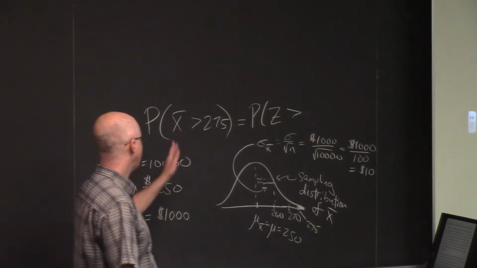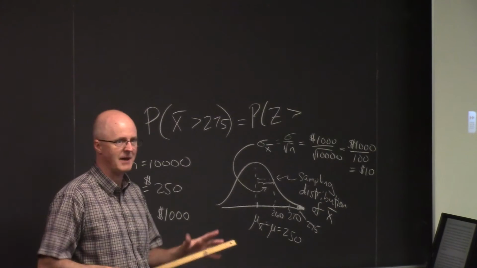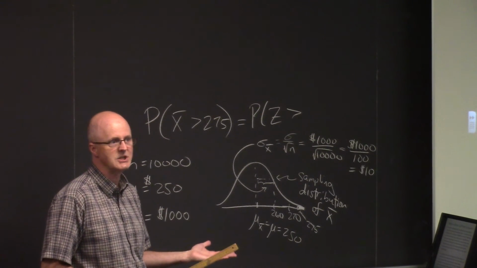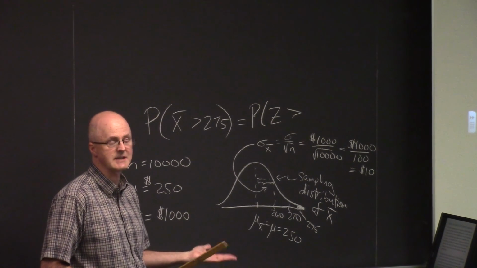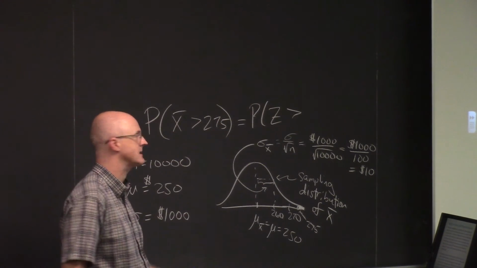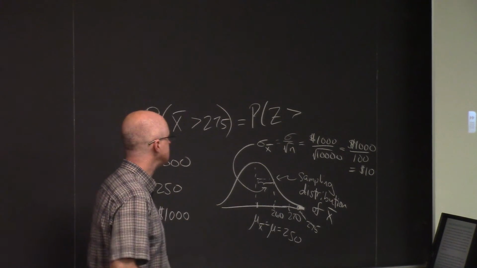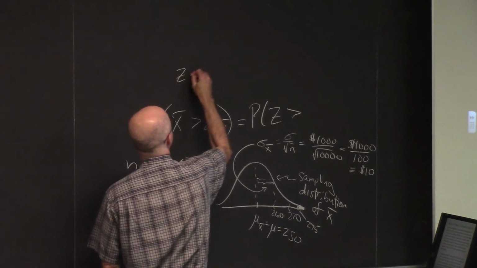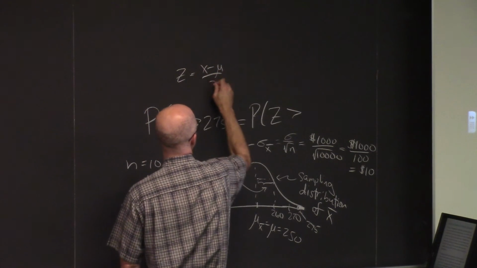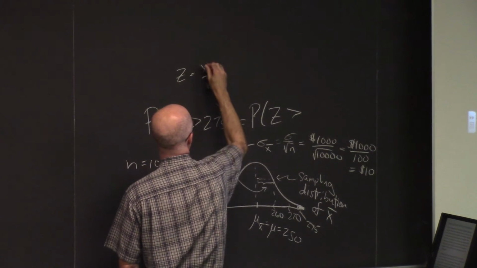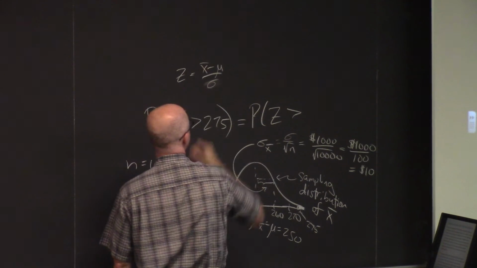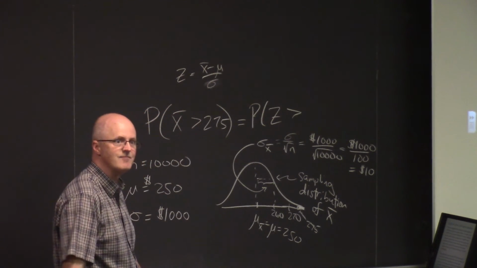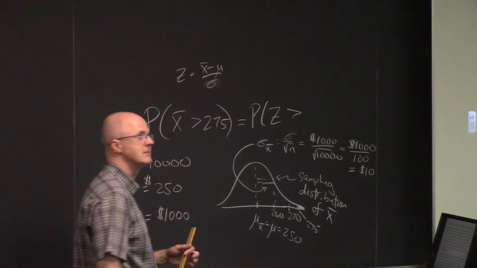Again, it feels like the x bar magically turns into a z. It's not magic. It's just a definition, essentially. And the fact that the central limit theorem says that x bar is approximately normal. So when I let z equal x minus mu over sigma, or in this case, x bar minus mu over sigma, then it is a standard normal variable.